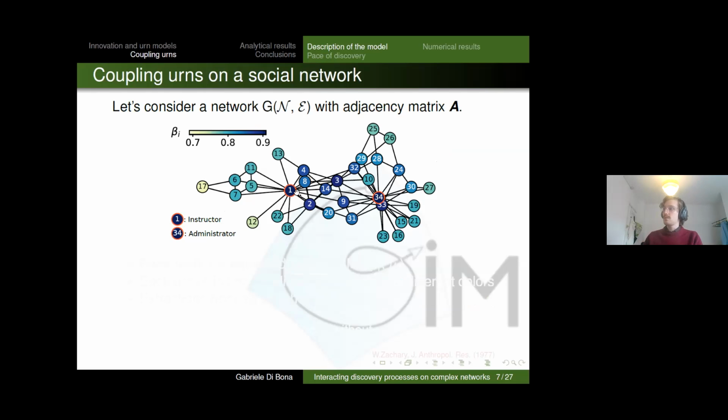So we consider a network. Here you have a representation of a network. It's called the Zachary Karate Club. It's very studied in complex networks. Don't mind the colors for now. So you have this network, and this represents the social network. You have the nodes that represent individuals, and the links that represent the interactions, the relationships.